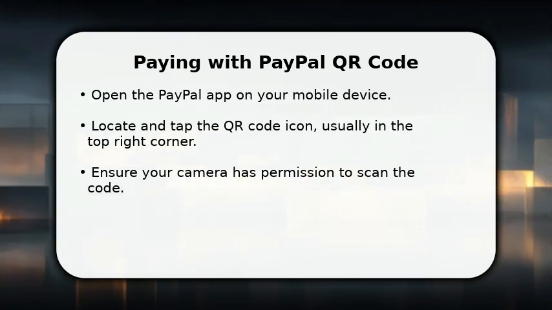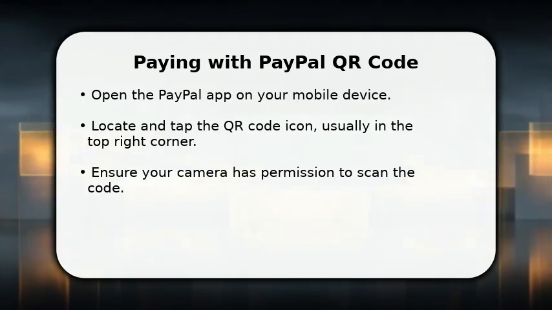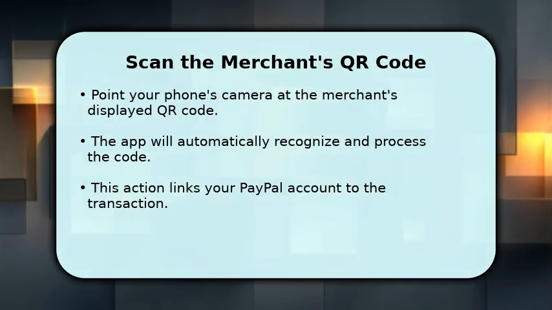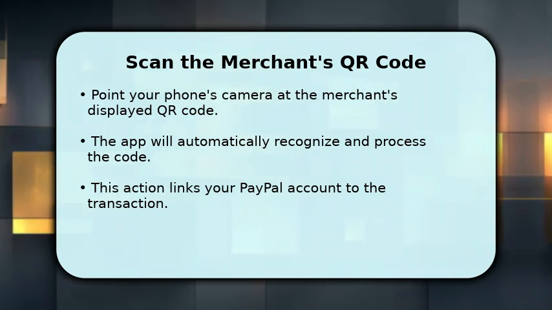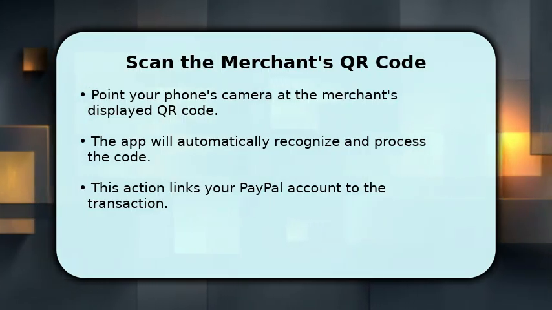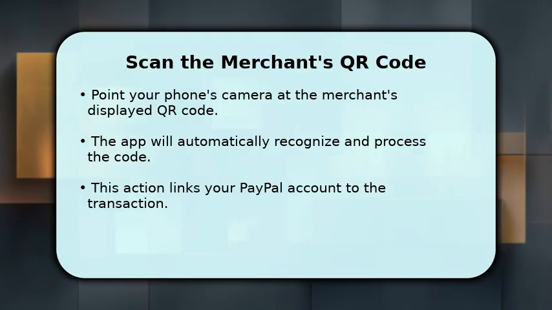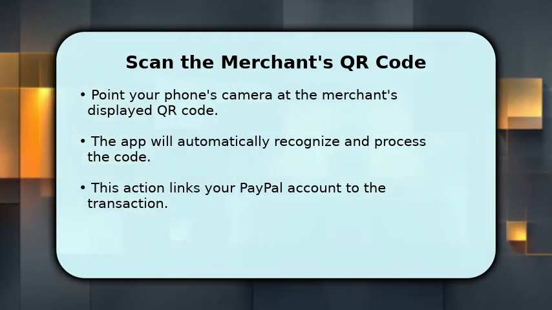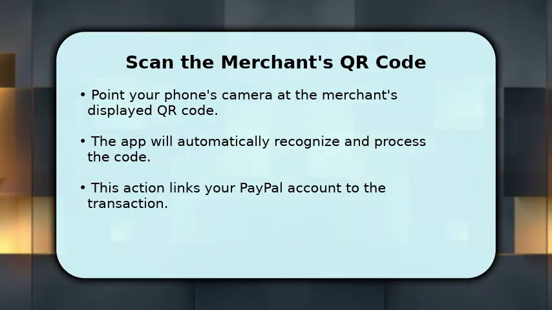Make sure your device's camera has the necessary permissions for the PayPal app to scan codes effectively. Once the QR code scanner is active, simply point your phone's camera at the merchant's unique QR code. This code might be on a display, a printed sign, or a receipt. The PayPal app will quickly recognize the code, linking your account to that specific transaction. This step ensures you are paying the correct recipient without needing to manually enter details.